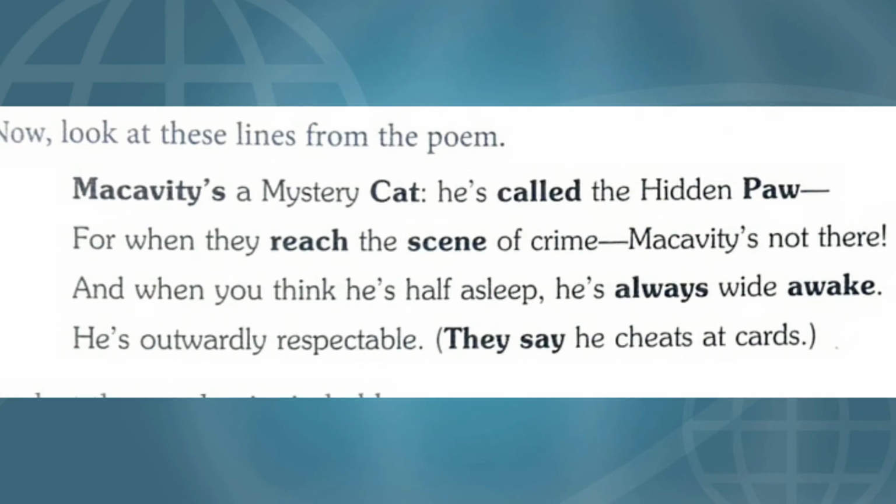So now look at the extract. In this extract, highlighted words are the examples of assonance. Let me explain, because look at the words Macavity, cat, caught, paw, reach, seen, always, awake, they, say. If you analyze every word, you could find the same vowel sound repeated one after another. Now look at the tabular column, you will get a clear idea.